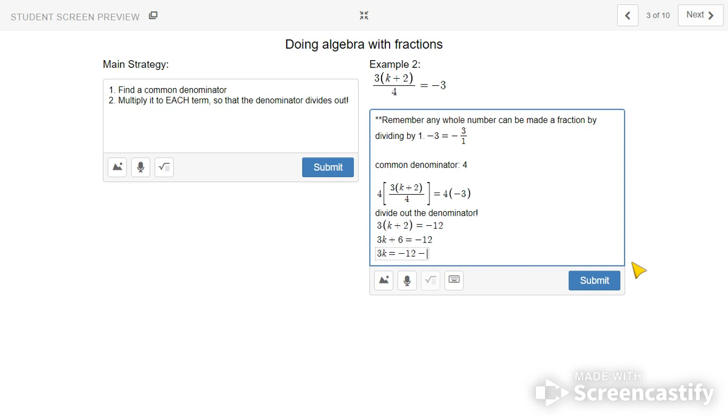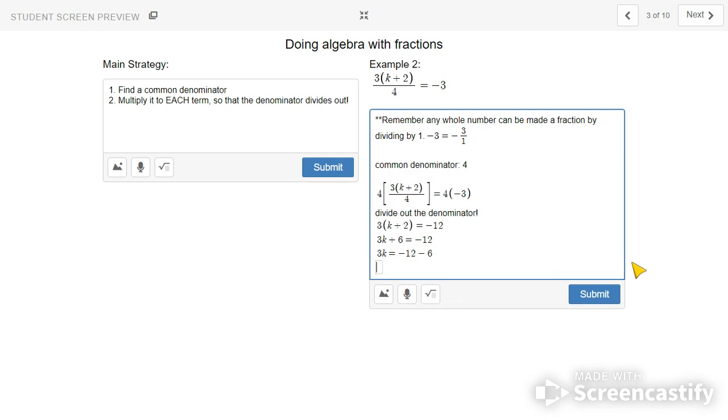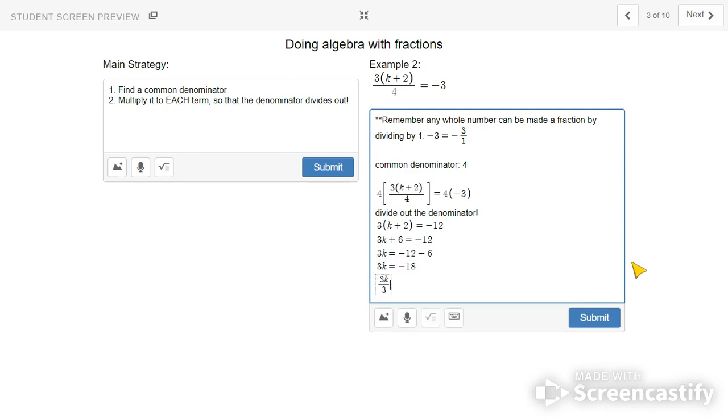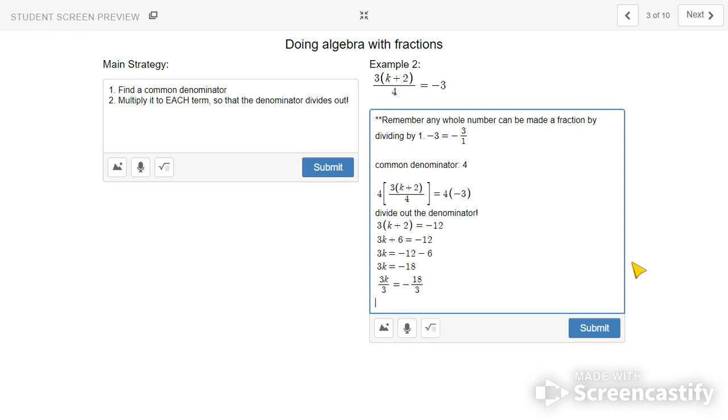3k is equal to negative 12 minus 6. 3k is equal to negative 18. I'm going to divide both sides by the coefficient, and we have k is equal to negative 6.